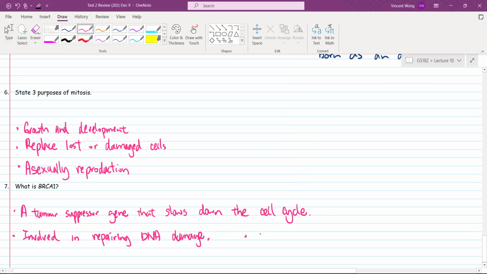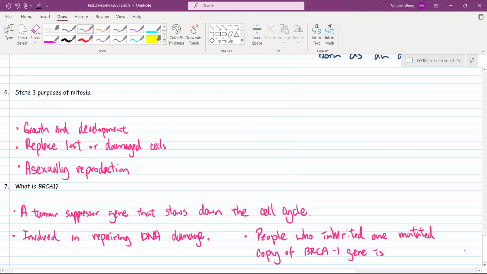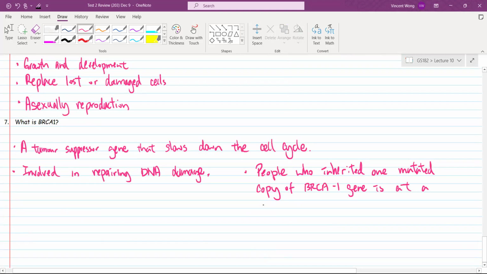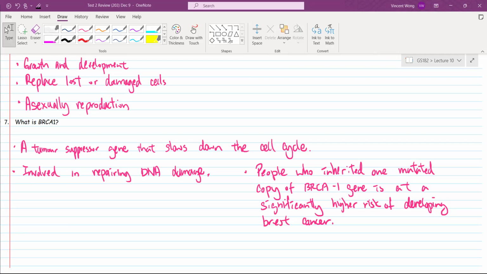Okay, so another thing to remember is people who inherited one mutated copy of the BRCA1 gene is at a significantly higher risk of developing breast cancer. Okay, that's that.